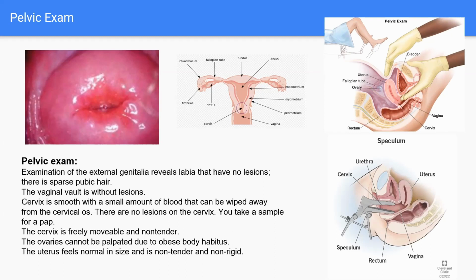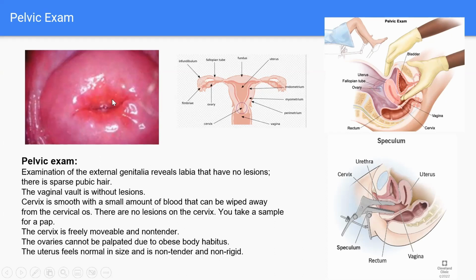And then the ovaries, if you can feel them, are they of normal shape? Are they enlarged? Is there concern for an ovarian mass? Those sort of things. And then the next thing we do is we use a speculum to go in through the vagina and pull apart those vaginal walls so that you can see the cervix. That is what we do when we want to do a pap smear, but it also just helps us to visualize the cervix as well.